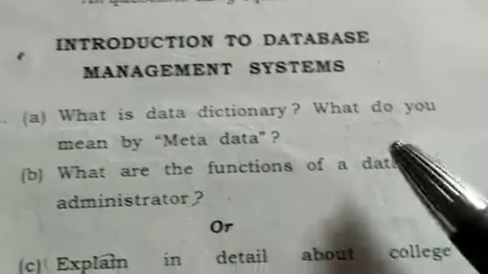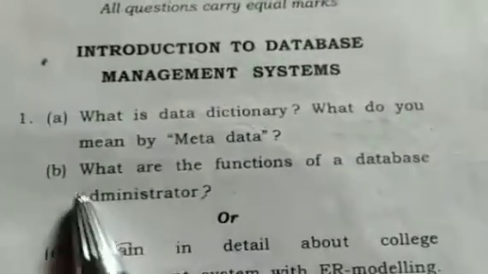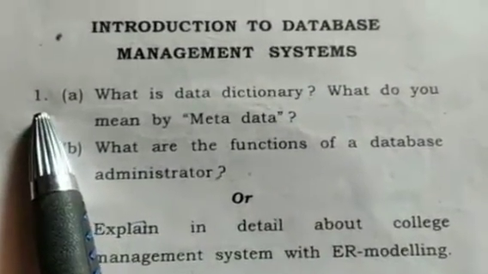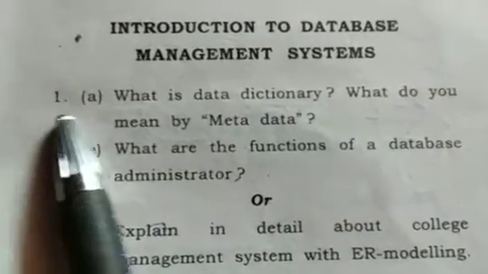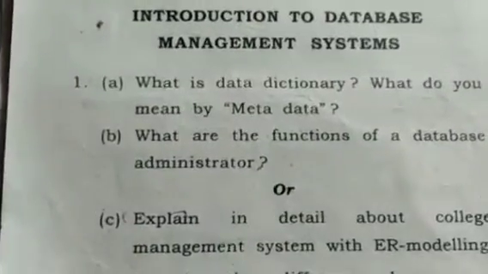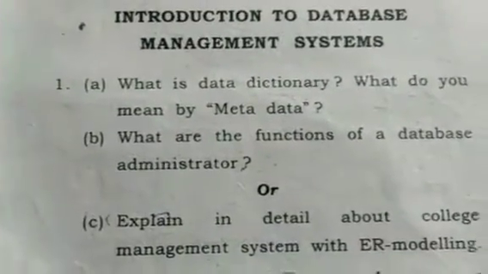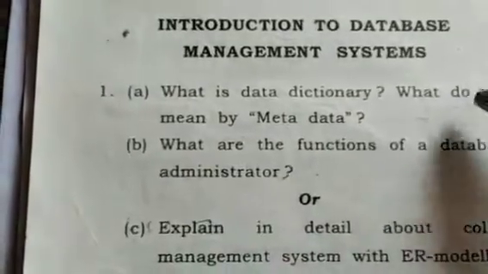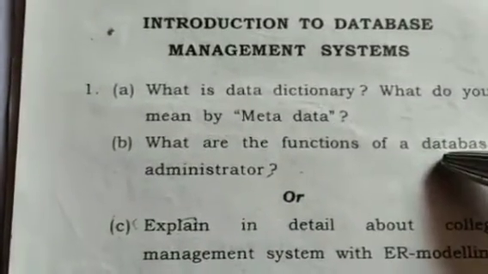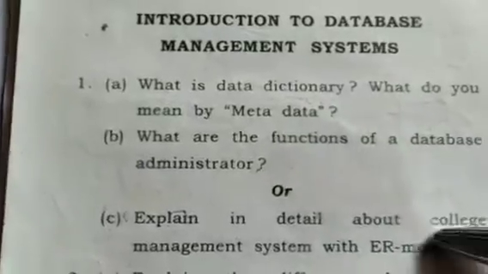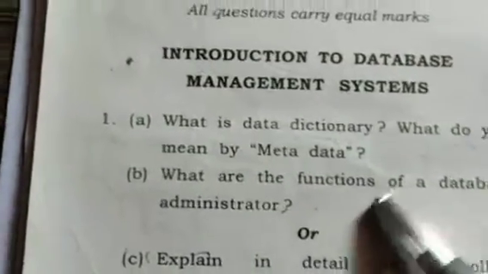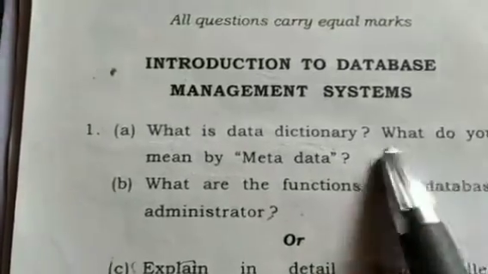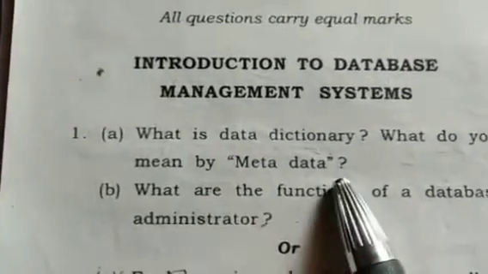So question number one is of unit one, question number two is unit two, and question number four is unit one. In unit one, you are being asked two questions, or either two questions. So the first question: what is a data dictionary? What do you mean by metadata?